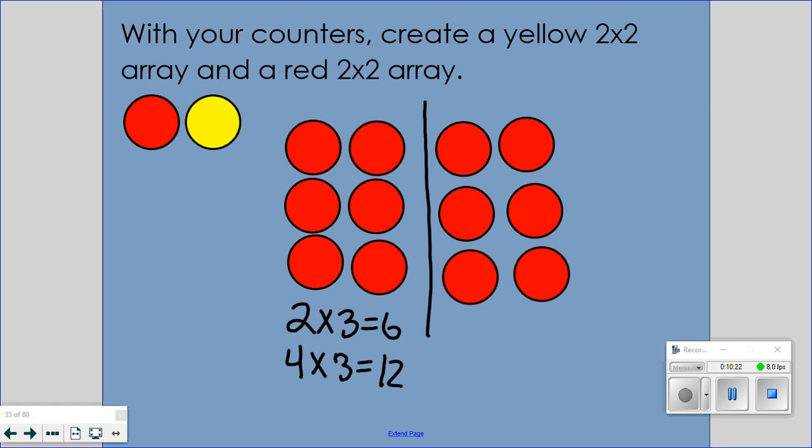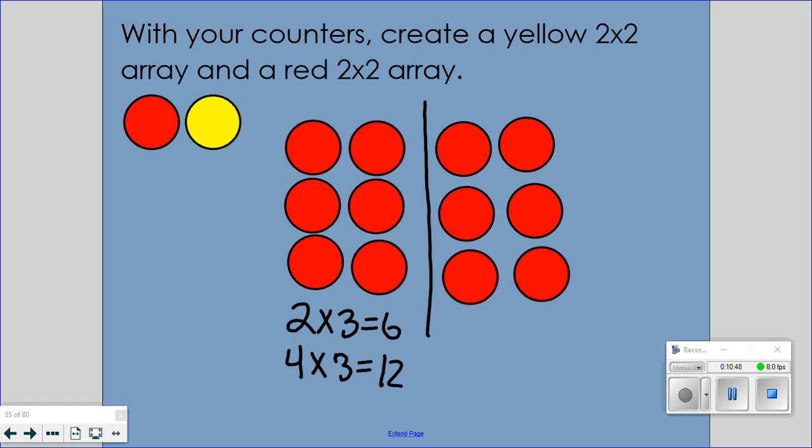In our first one, 2 groups of 2 was 4, and then 4 groups of 2 was 8. This one, 2 groups of 3 is 6, and 4 groups of 3 is 12. Heidi, what pattern are you noticing? You're just doubling. Like, 2 times 3 is 6. You're just doubling that and then it's 12.